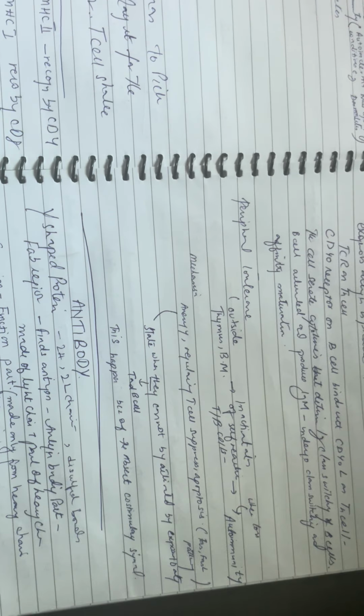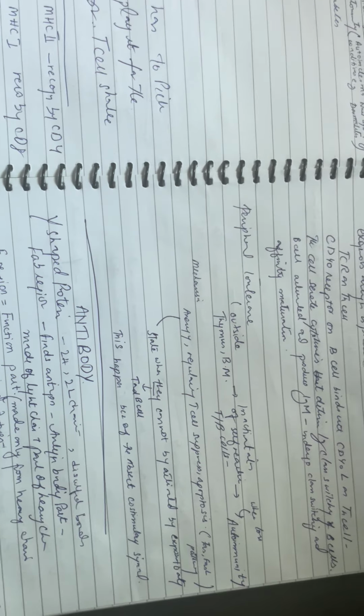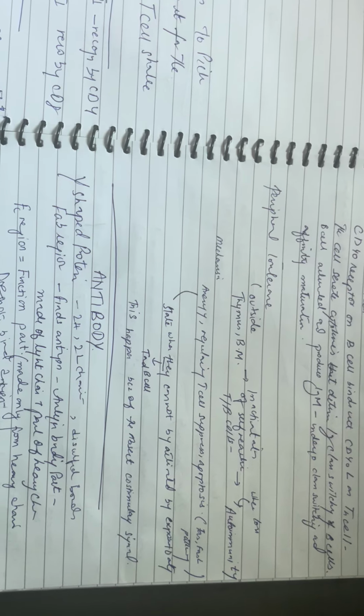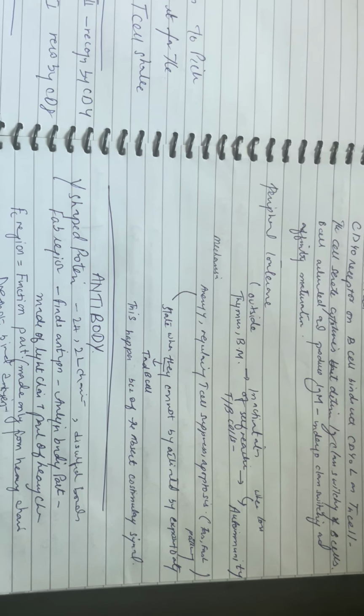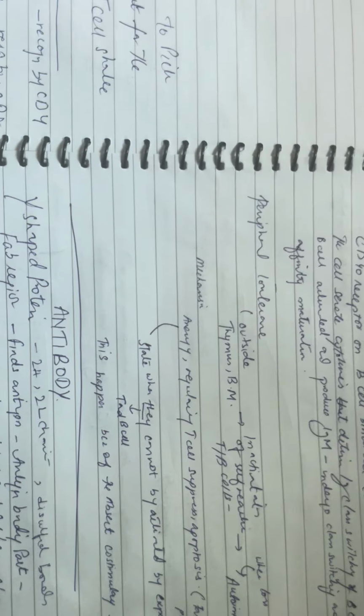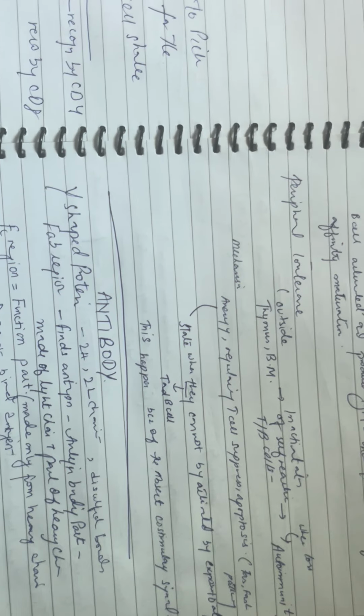So peripheral tolerance is actually the inactivation of the self-reactive antigen by the T and B cells, and it occurs outside the bone marrow and the thymus, and the mechanism involves anergy as well as regulatory T cell suppression, apoptosis, and all this.